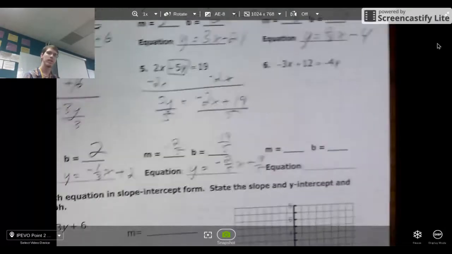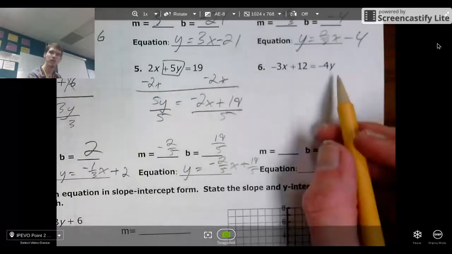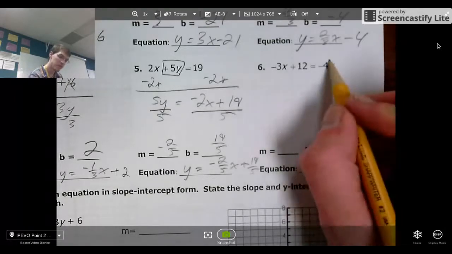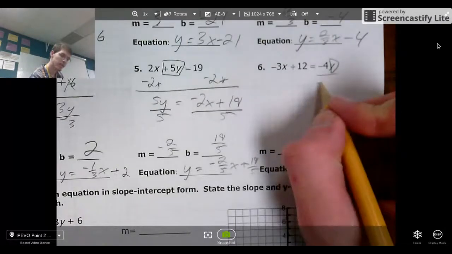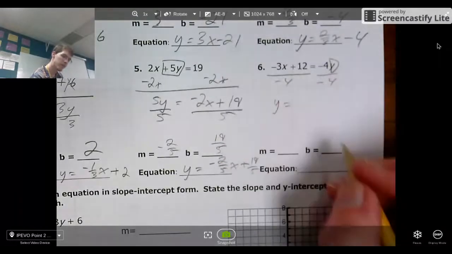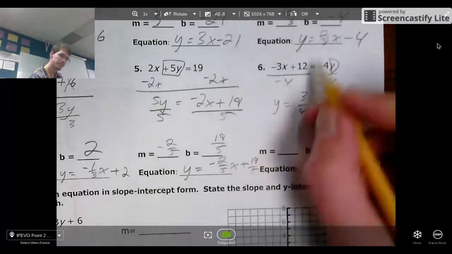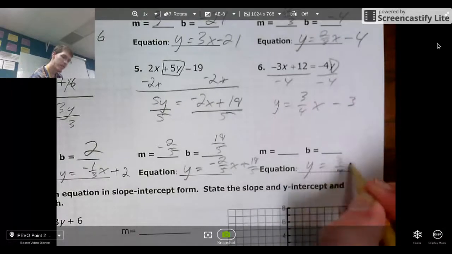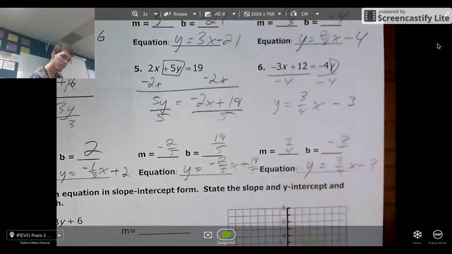All right. Last of this kind. Number 6. Can we get y by itself? Not exactly. Well, we can actually. Let's see, how could we get just that box by itself? Divide by negative 4. Just make sure we do it on everything. So y, I'm bringing that over here, equals positive 3/4 x minus 3. So there's our equation. Slope is 3/4. B is minus 3.